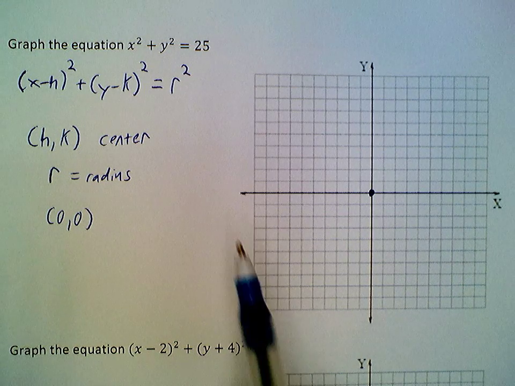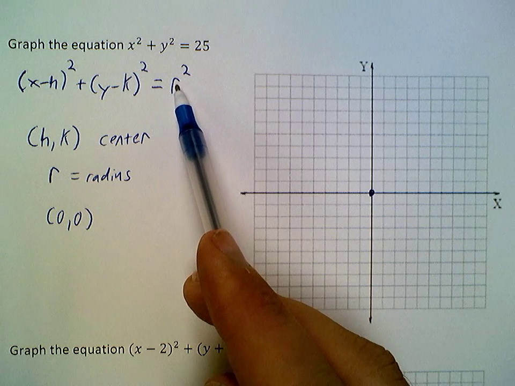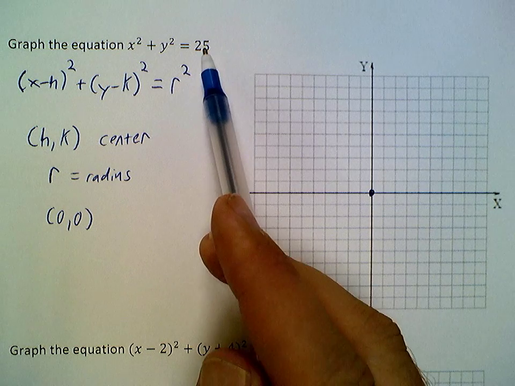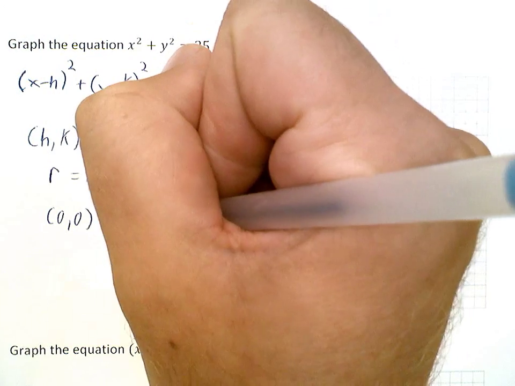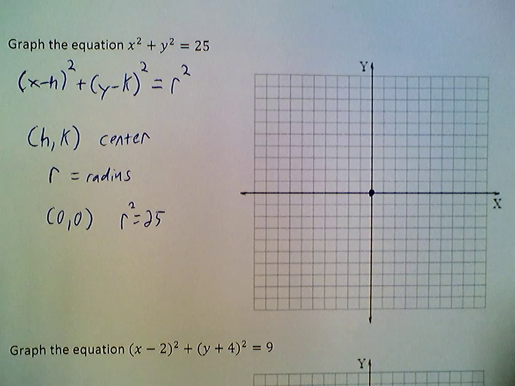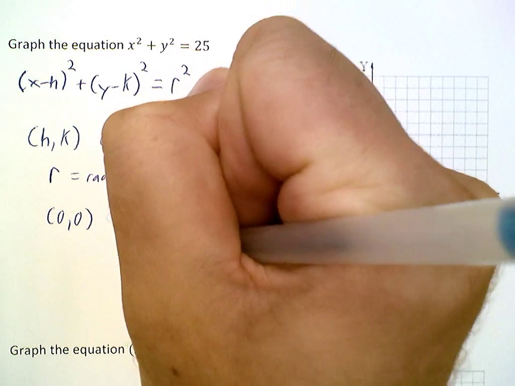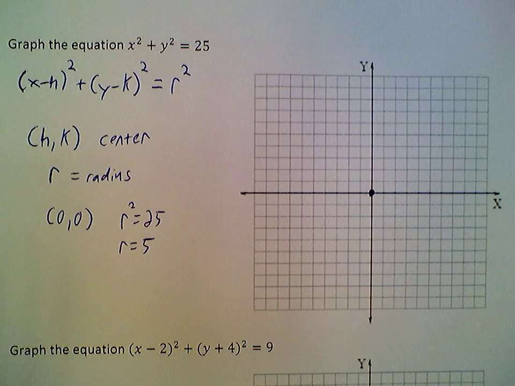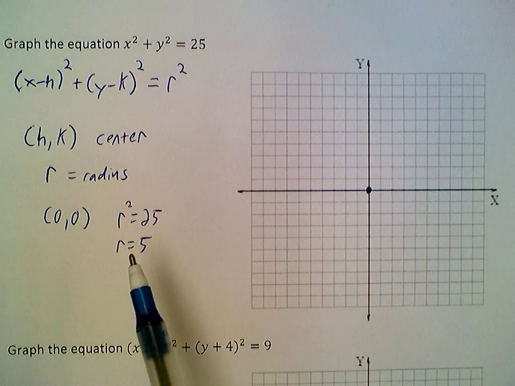And then the radius: notice in the standard form of the equation, it's r squared. Here the r squared is 25. So if r squared is 25, what does that make r? Well, that makes r 5 because the square root of 25 is 5. So what I have is a circle that is centered at 0, 0 with a radius of 5.